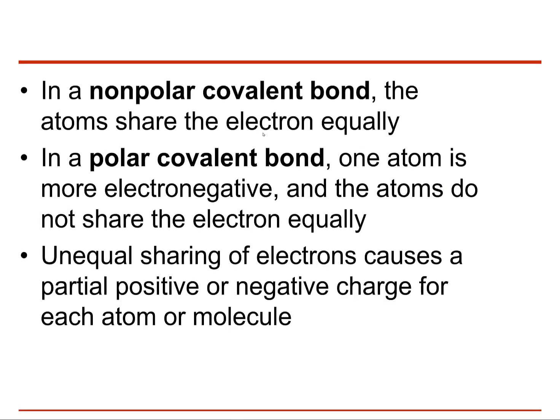So in a non-polar covalent bond, the atoms share the electrons equally. In a polar, now what they refer to as non-polar and polar is having a charge. Think of it as poles of a magnet. You have a sort of a positive and a negative, and they either repel or attract based on the charge. A positive and negative will attract, and negative negative will repel, as well as a positive positive end. But that's polar. In polar, one atom is more electronegative, and the atoms do not share the electrons equally.